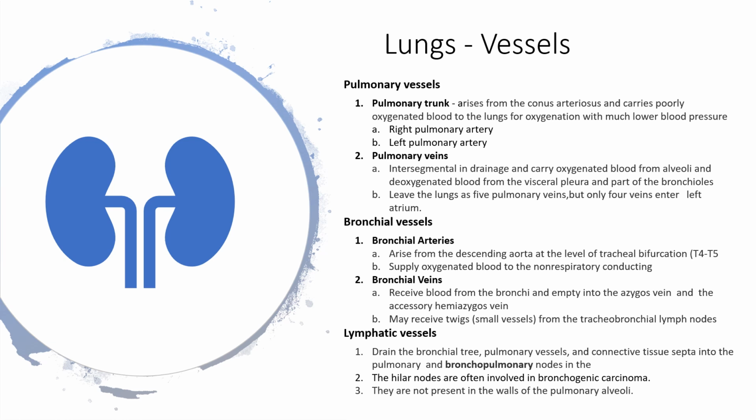Next are the pulmonary veins, which are intersegmental in drainage and carry oxygenated blood from the respiratory part or alveoli of the lung and deoxygenated blood from the visceral pleura and from a part of the bronchioles to the left atrium of the heart. They leave the lungs as 5 pulmonary veins, 1 from each lobe, but only 4 veins enter the left atrium.